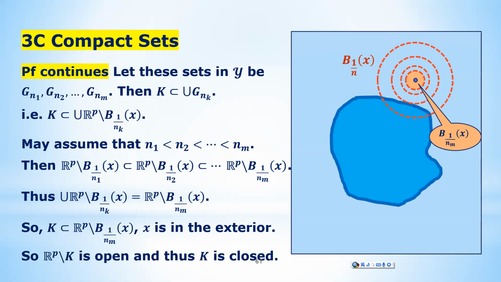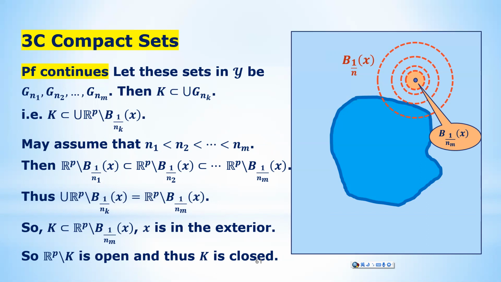So this shows that the complement of K is open. Therefore K is closed. So by choosing this special collection of coverings, we can show that actually K is closed.